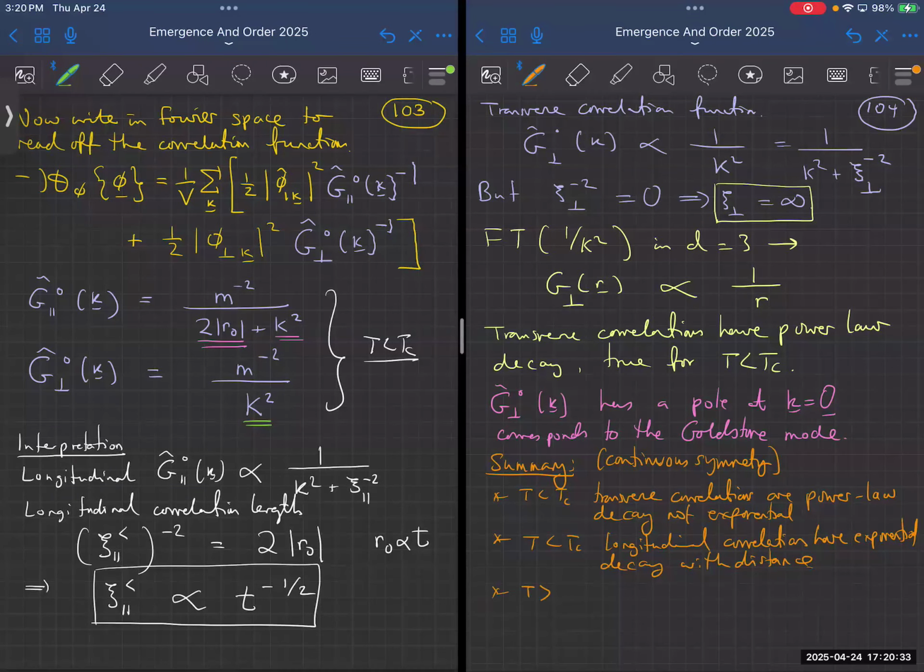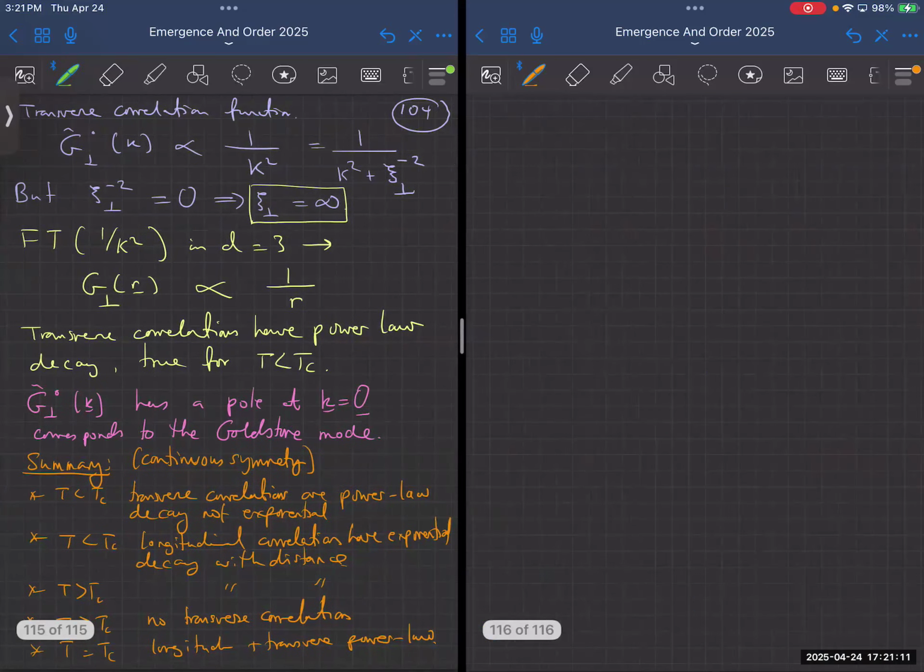For T greater than TC, the same thing is true. Longitudinal correlations exist and have exponential decay with distance. For T greater than TC, there's no transverse correlations, no transverse fluctuations. And for T equals TC, longitudinal and transverse are power law. Okay, so that's the summary.